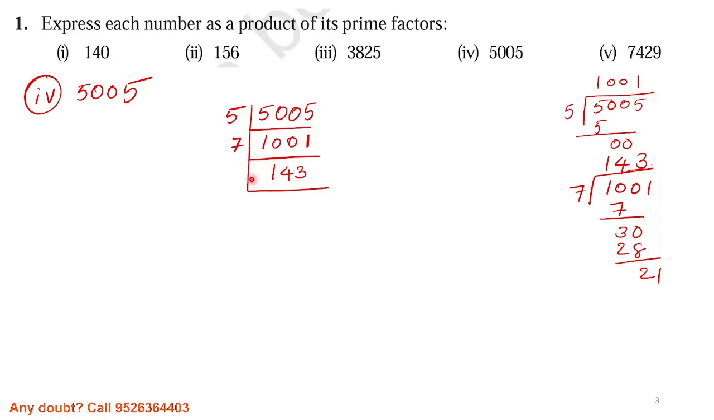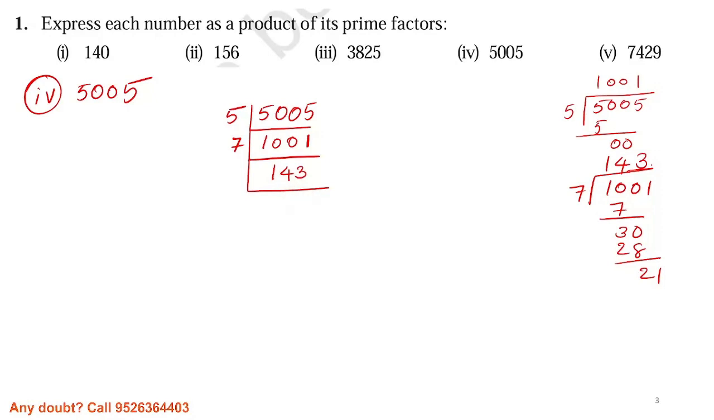Before this step, I tried 3. So 3 is no more possible. Before 143, I tried 3, so 3 is not possible. You will not be able to divide by 3. If you have any doubt, you may check it. 143 by 7, you please check it. Not divisible.